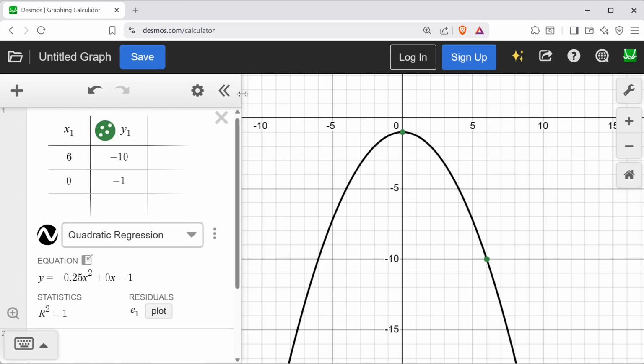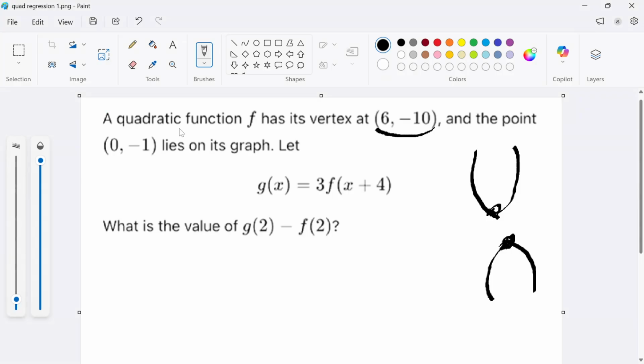Either put in a third point using 6, negative 10 as the vertex, and if 6, negative 10 is the vertex, this thing is symmetrical about it. It should be a negative 10. Negative 10. Oh my goodness. Negative 10. I botched it.